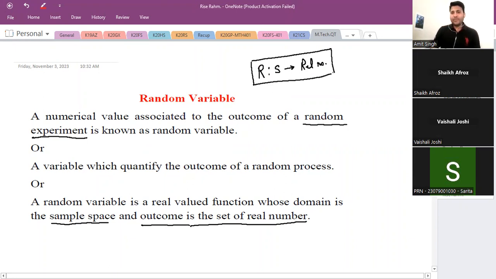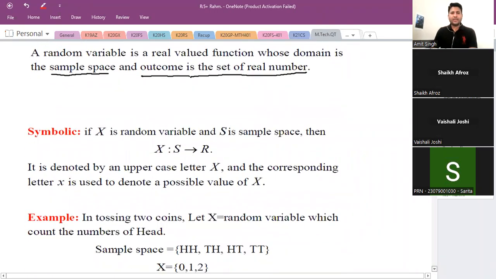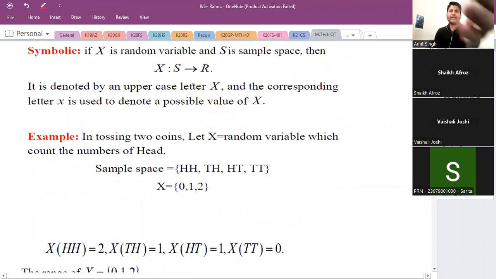Now, let me take a simple example to be clearer. Since we are talking about a variable, it is generally denoted by capital letters like capital X, capital Y, or some other capital letters. As already shown, it is a mapping, a function whose domain is the sample space and output is a real number. The real number may be anything: negative, positive, zero, fractional, rational, irrational, depending on the random experiment.